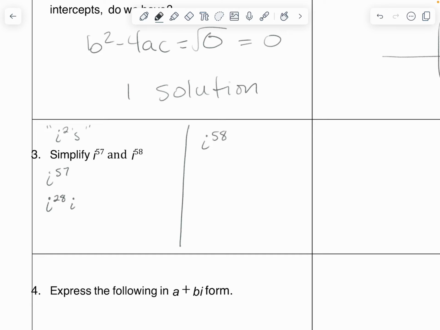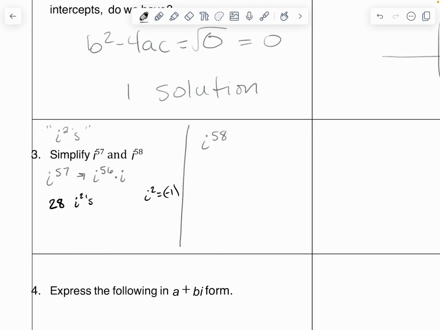Okay? And then one extra i. Because this would be like saying i to the 56 times i. So I have 28 of the i squareds. I don't like the way I wrote that. Sorry. So I have 28 i squareds in there. And we know that i squared is equal to negative 1.